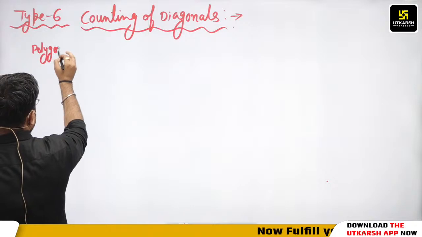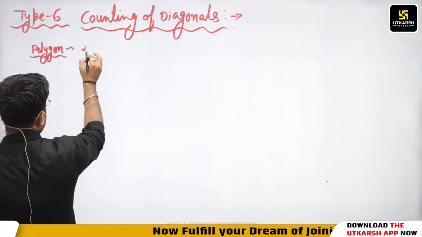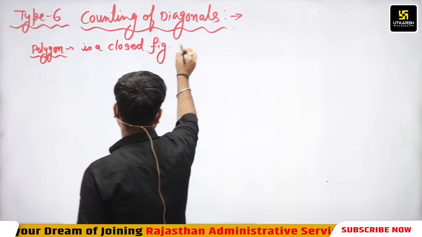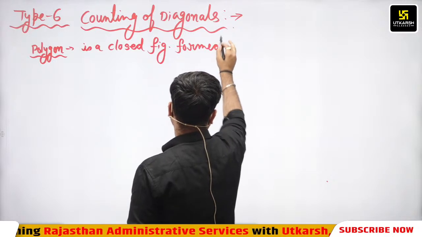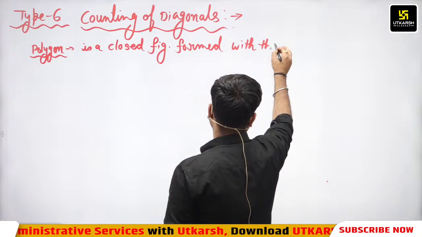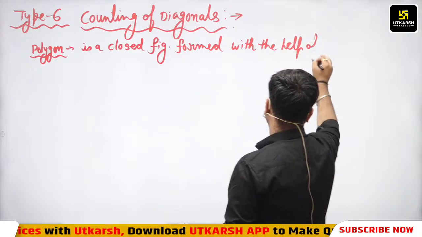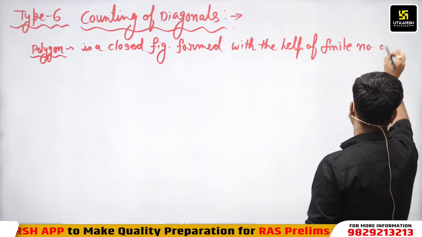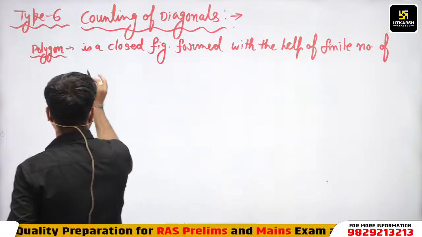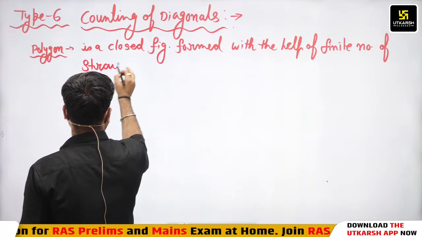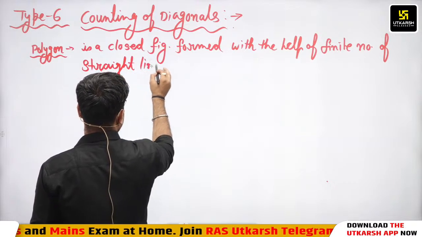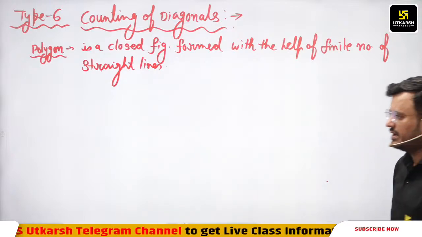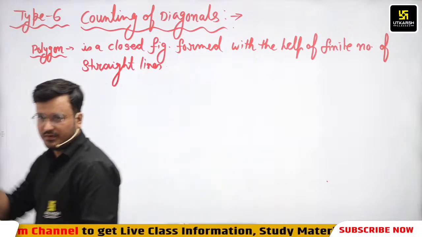Polygon is a closed figure formed with the help of a finite number of straight lines. Finite means that number we can count.